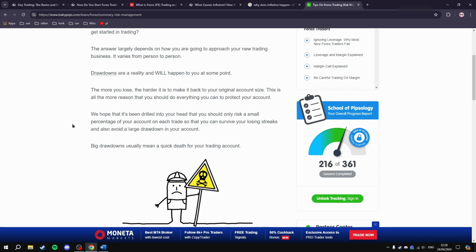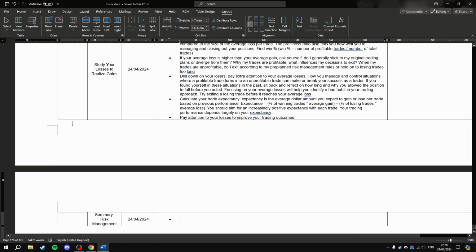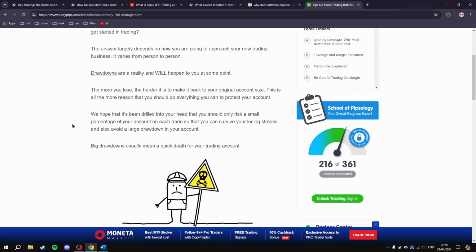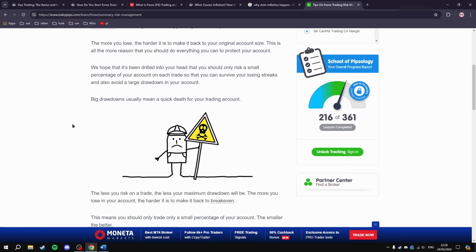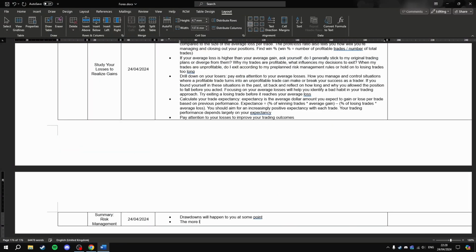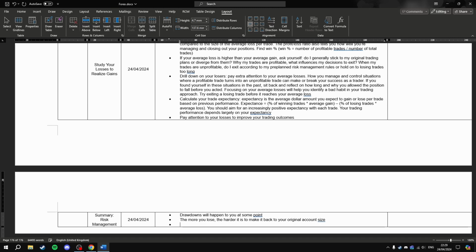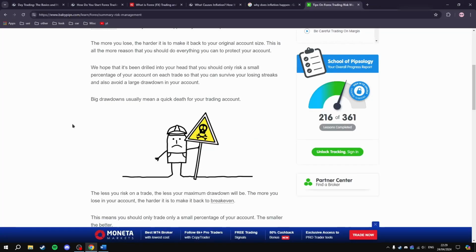Drawdowns are a reality and will happen to you at some point. The more you lose, the harder it is to make it back to your original account size. This is all the more reason that you should do everything you can to protect your accounts.